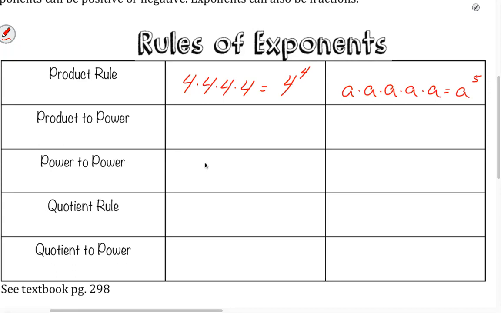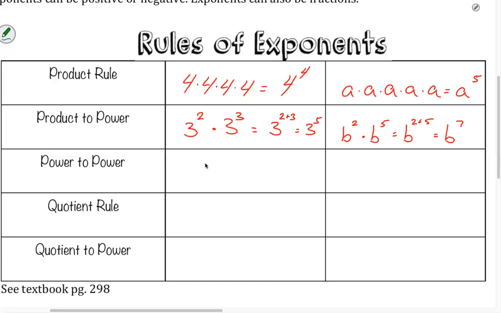Now, the product to a power, okay? So this one is going to be like 3 squared times 3 cubed. That was the one where we added. We did 3 to the 2 plus 3, and we got 3 to the 5th. In terms of variables, this is like b squared times b to the 5th. Well, that's b to the 2 plus 5, and that's b to the 7th. I would just add the 2. Jagger, are you okay with that?